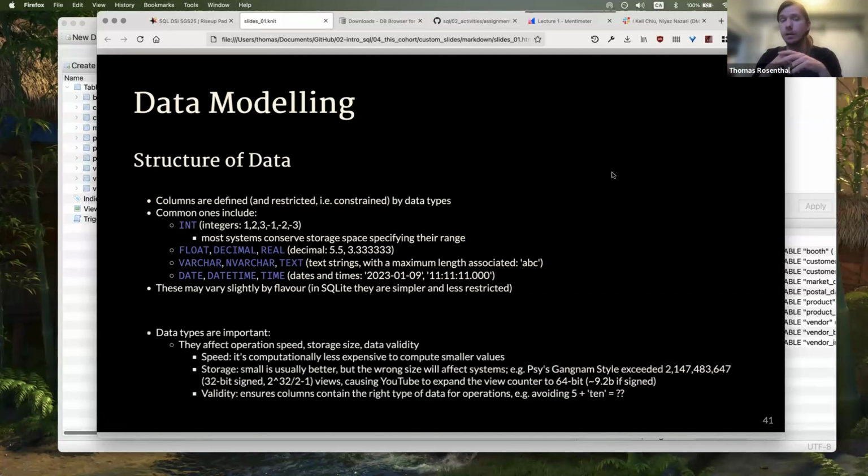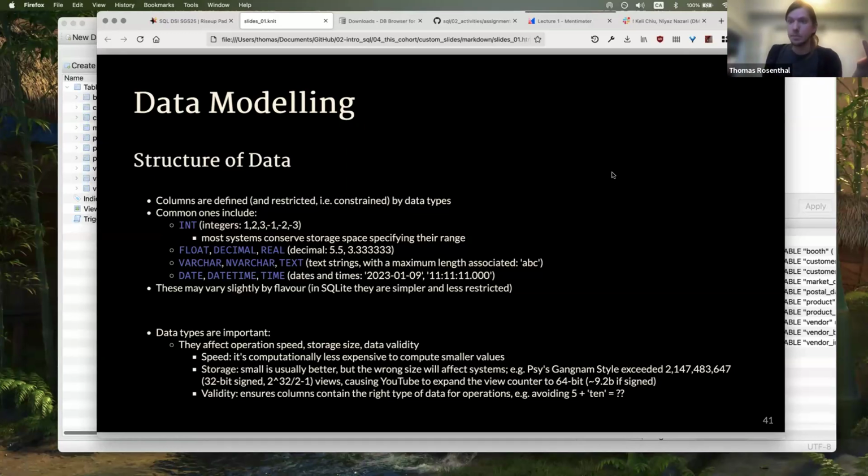Data types are important here. They affect the operation speed, the storage size, and the validity of data. So speed: it's computationally less expensive to compute smaller values, which means it's faster too. For storage, small is usually better, but the wrong size can actually have effects on systems.